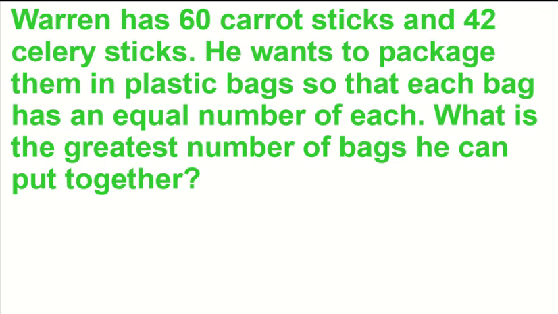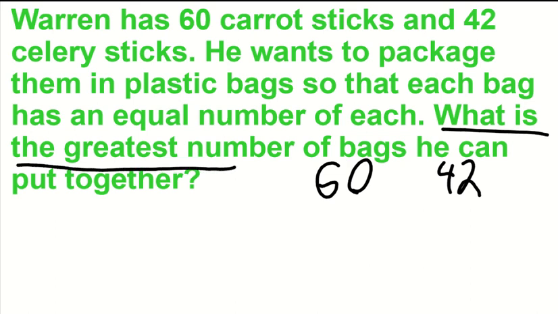All right, so we need the greatest number of bags he can put together. Well, what we're doing is we're taking 60 and 42, and we're finding our greatest common factor. The way we know we're looking for the greatest common factor is it's asking what is the greatest, in this case number, greatest something. If it's asking you what's the greatest, you're probably doing greatest common factor.